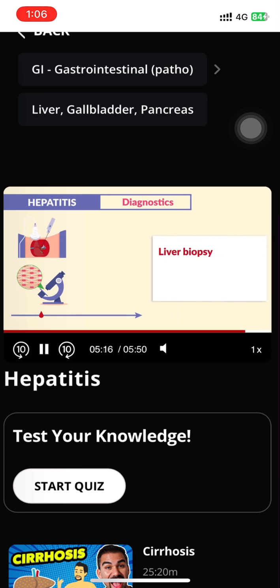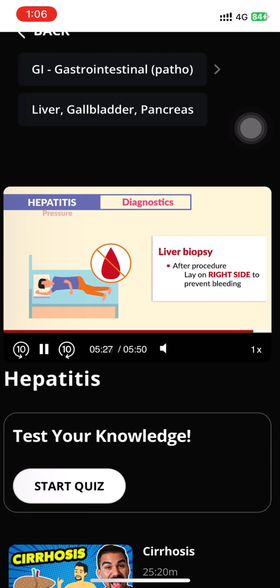But a liver biopsy is tested, specifically after the procedure. We teach clients to lay on the right side, basically to lay on the liver, to prevent bleeding. So we always put pressure on anything that is bleeding. In that same way, we're putting pressure on the liver to prevent that bleeding.